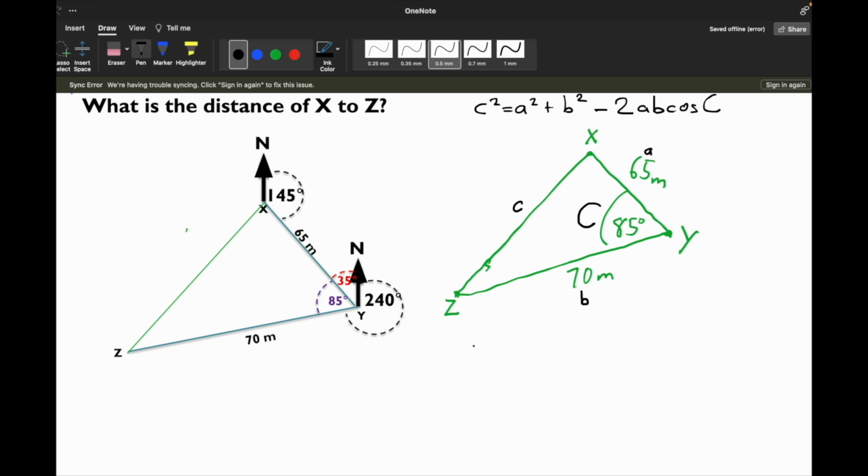All right, so if you remember, this is when we use the formula and go c squared is equal to 65 squared plus 70 squared minus brackets 2 times 65 times 70 times cosine 85. Y'all starting to see the link now? All right, so let's see how much y'all remember on how to do this. So I want y'all to calculate this and calculate the length of c.